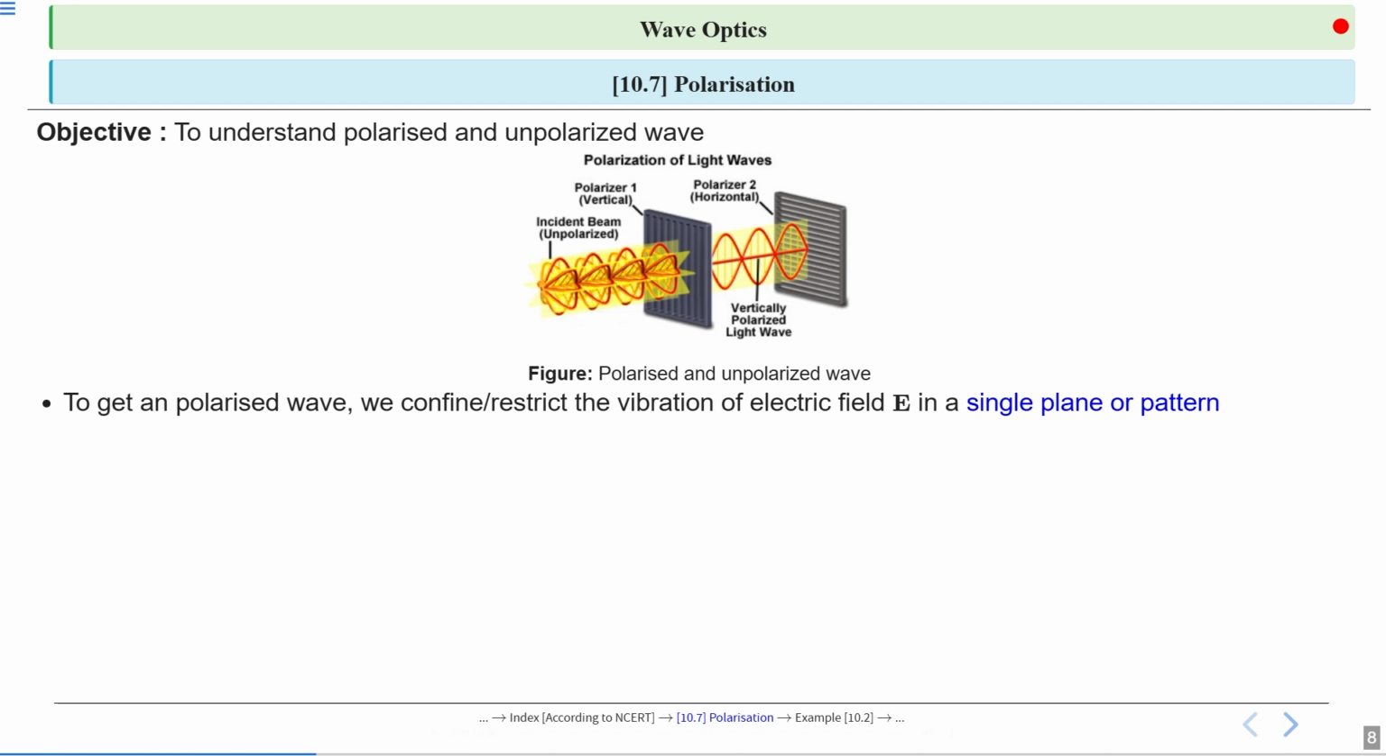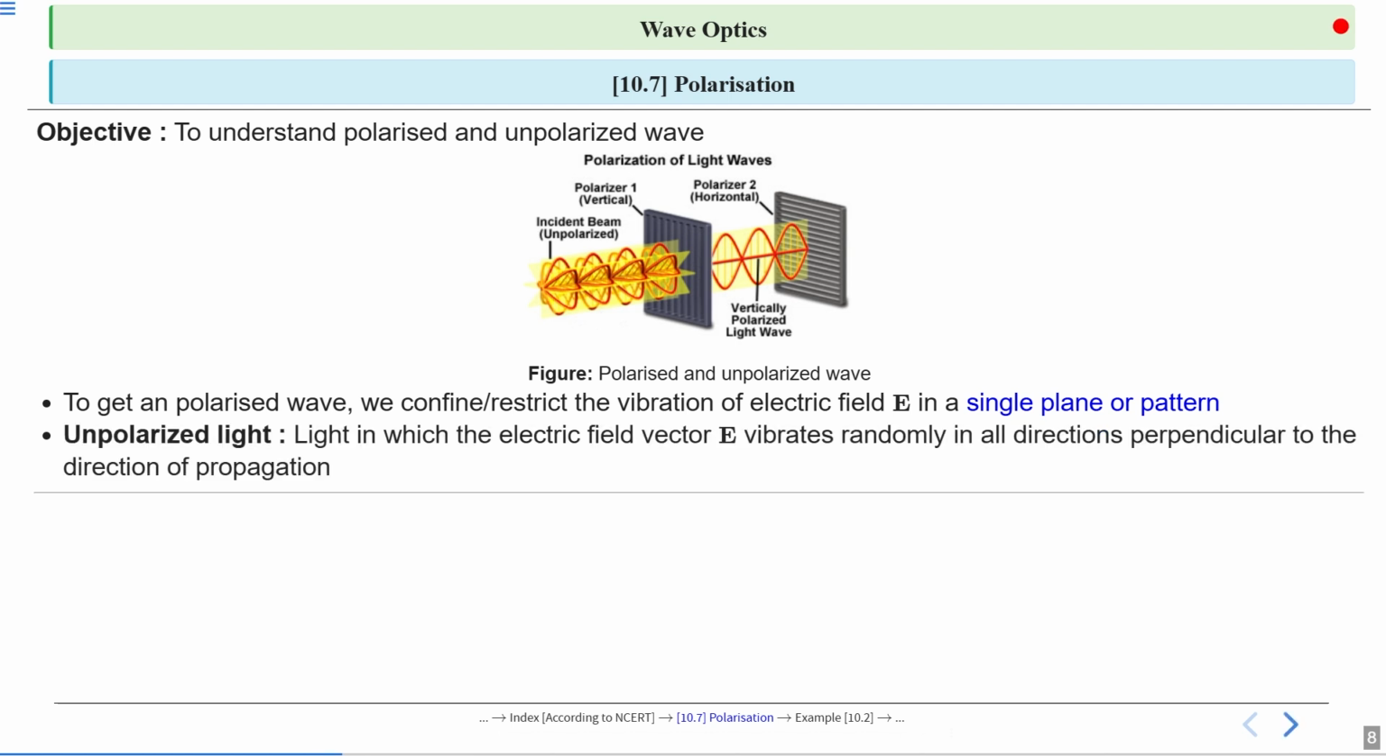You can see the vibrations, or oscillations, of the electric field vector are in all directions before passing through polarizer 1. In the diagram, after passing through polarizer 1, or a narrow slit, the vibrations are confined to only the vertical direction and all other vibrations are blocked. So that is a vertically polarized light wave. This means the wave's electric field is oriented in one specific direction. Imagine a wave moving through a narrow slit, allowing only vibrations in one direction to pass through.